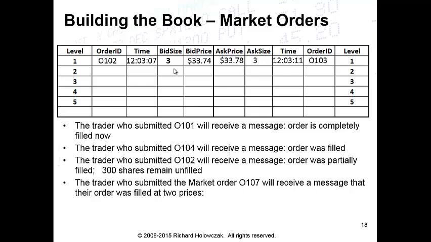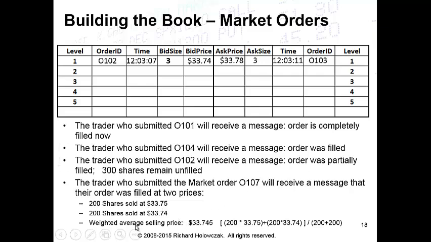The trader who submitted the market order 107 will receive a message that their order was filled at 2 prices. 200 shares were sold at $33.75 and 200 shares were sold at $33.74. And so what this trader will learn is that their average price, what we call the weighted average selling price, was 33.745. And it's just relatively simple algebra here. It's the number of shares times the price plus the number of shares times the price, and that whole thing is divided by the total number of shares that were sold. So this is how we do a quick weighted average price.